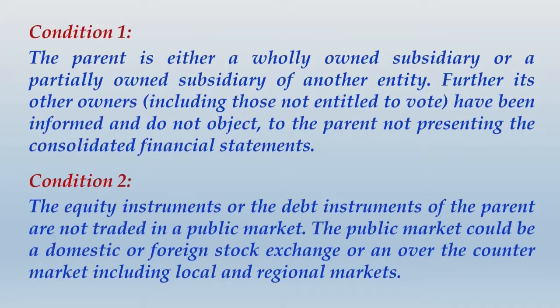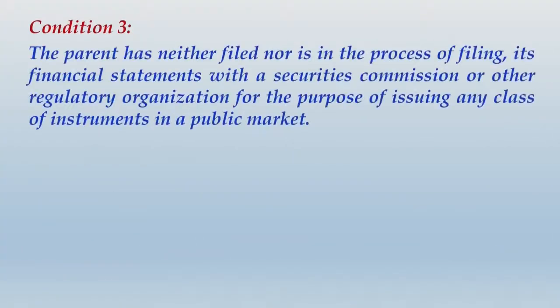Alright friends, you would have finished writing these two conditions. Let us move ahead and write up the other two conditions. Condition number 3. The parent has neither filed nor is in the process of filing its financial statements with a Securities Commission or other regulatory organization for purpose of issuing any class of instruments in a public market.